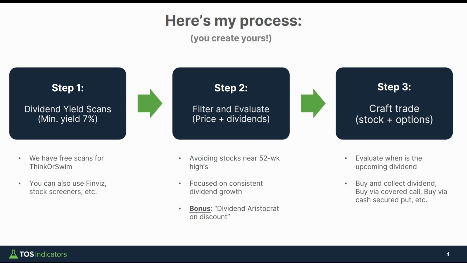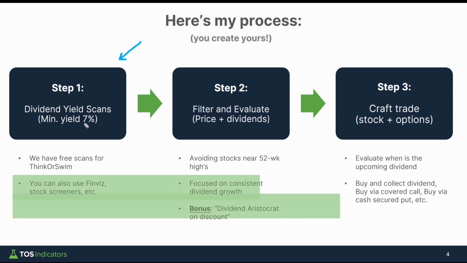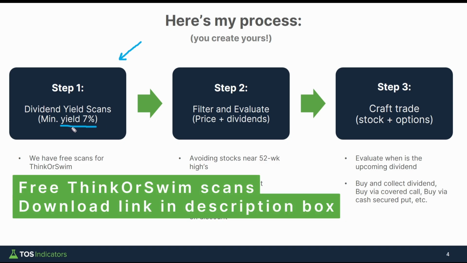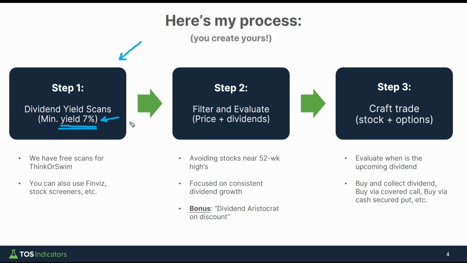Now the process is really simple and I'll take you through it in this video. We'll start by first running our dividend yield scans. The idea here is to find stocks. I'm going to set my minimum threshold at least a 7% minimum yield for this conversation. If you want to know where to run these scans, we have free scans available for the Thinkorswim platform. I'll leave a link in the description box, or you can even use free services or stock screeners.